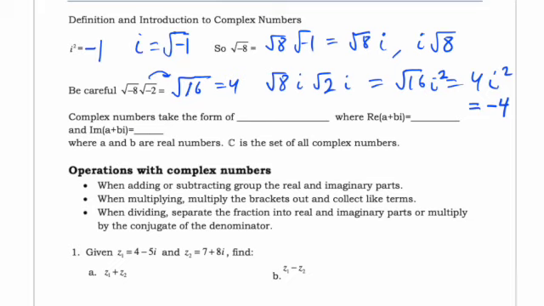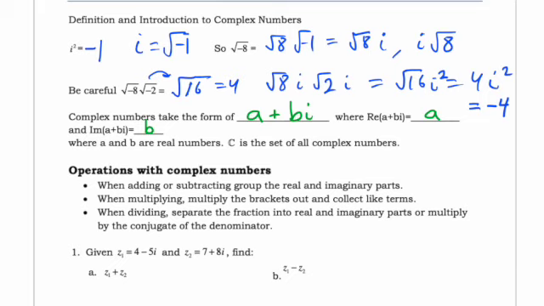Alright, so complex numbers are always written in this form. They're always written as a number plus bi. So you can write a complex number like this, where we call a the real part of a plus bi, and the imaginary part is b.